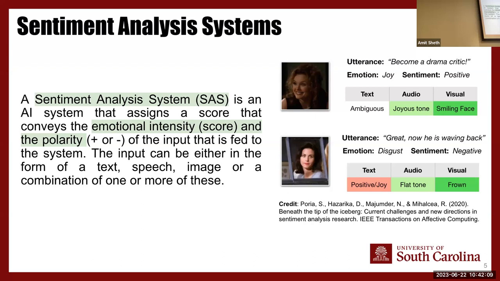But from the picture, the AI system is able to say that the emotion being conveyed by this person in the image is joy, because you can see her smiling. And from the audio, which is not present here but is from an actual clip from Friends, the AI system was able to say that she's saying it in a joyous tone, and the visual is a smiling face. Based on all this, it assigned an overall emotion of joy to the clip and an overall sentiment of positive. And on the bottom, you can see another similar example.